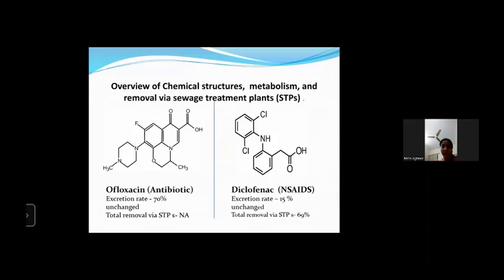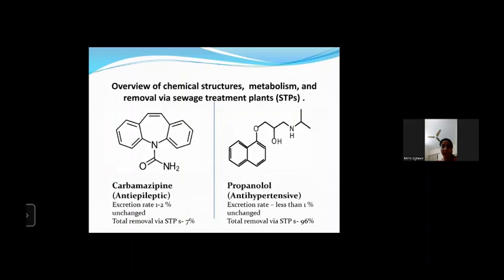Of course, these 6 medicines which I've chosen here are extensively used. I can see from this that the excretion rate is not 100%. 70% remains unchanged, and the same goes with diclofenac, which is in the category of non-steroidal anti-inflammatory drugs. Again, the excretion rate is not 100%, that is, 15% remains unchanged. The data show that the total removal via sewage treatment plants is only 69%, and for ofloxacin, the data is not available. The next is the anti-epileptic carbamazepine, and the antihypertensive is propranolol.